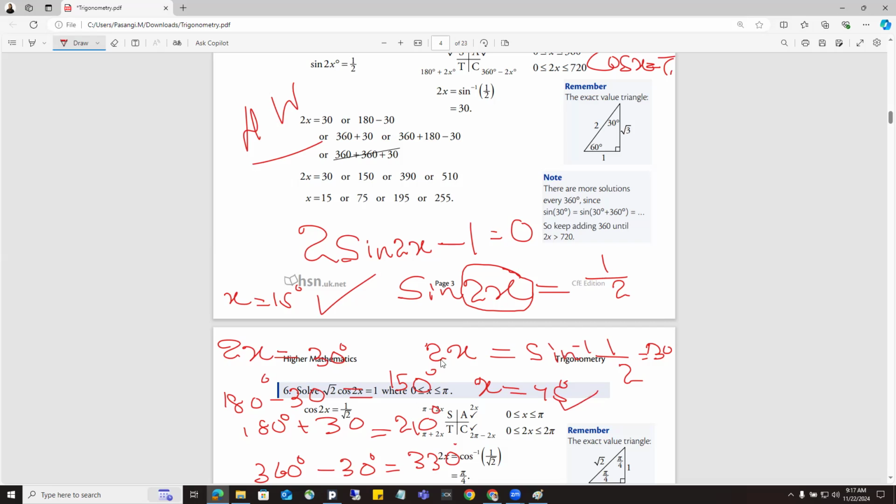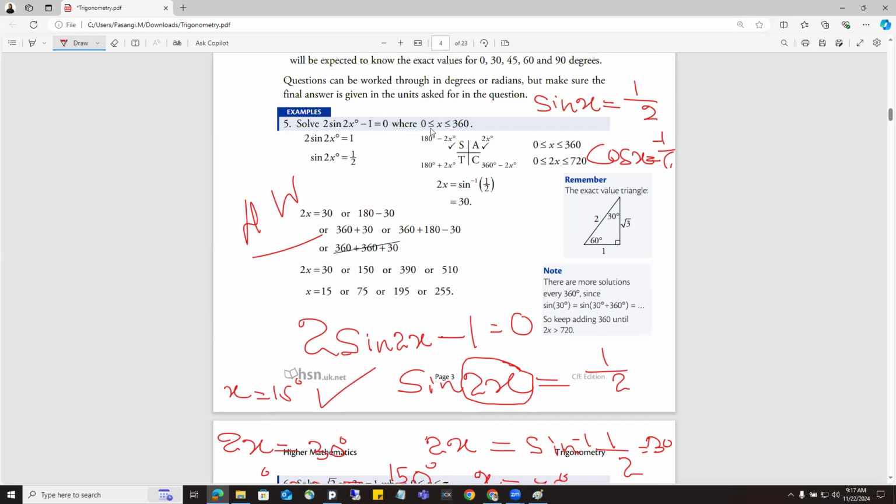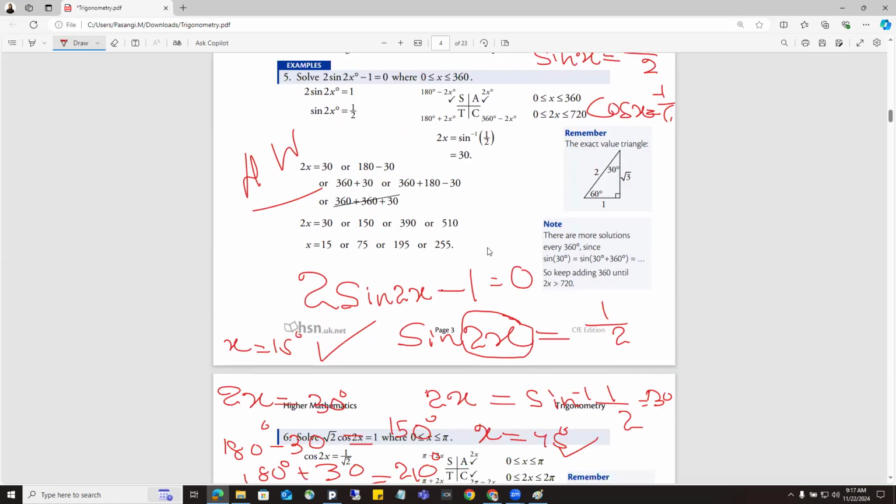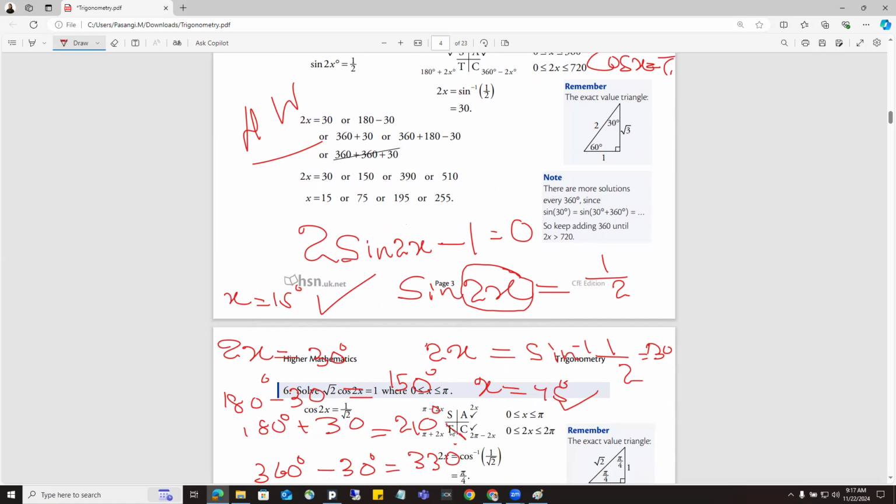And also, they have given that x is between 0 and 316, which means we can check with this one as well, because here we receive 210. 210 means x is equal to 155. Again, what will happen? We can't have that. So x can be either 15 or 75.